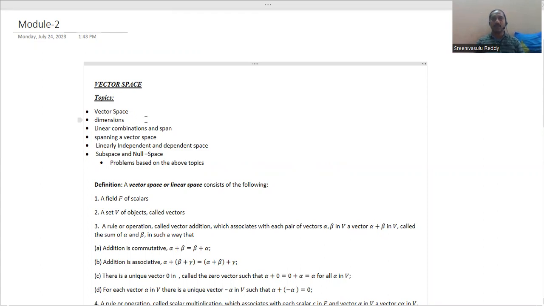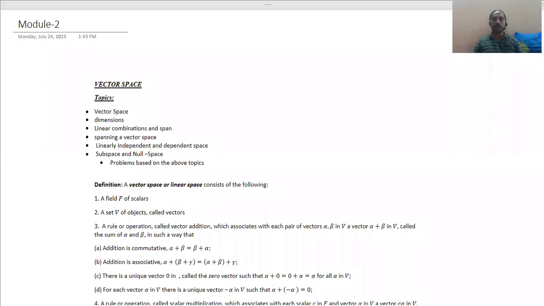This is the subset of a vector space which is linearly independent. There are some dimensions, basis and dimension. Later, problems: based on the definitions, find the basis and dimension of the vector space. Next topic, linear combination and span.